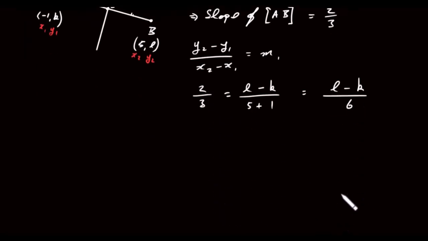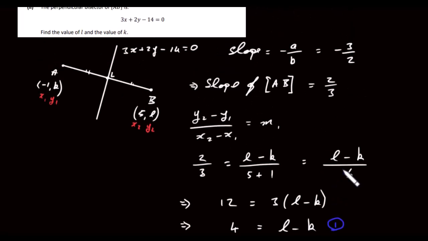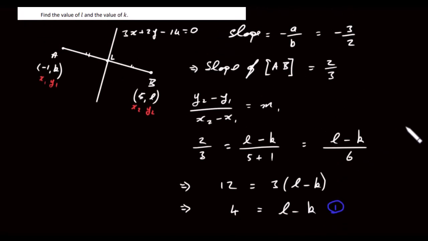So let's do that then. Let's cross multiply here. So 2 times 6, 12, equals 3 times L minus k. That will give me L minus k is equal to 4. Now this is equation number 1, we'll call it. We need 2 equations here to work out 2 unknowns. So that's my first equation. So let's have a look at another one then.